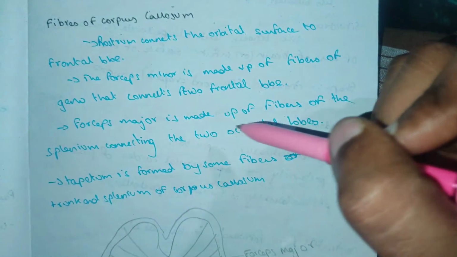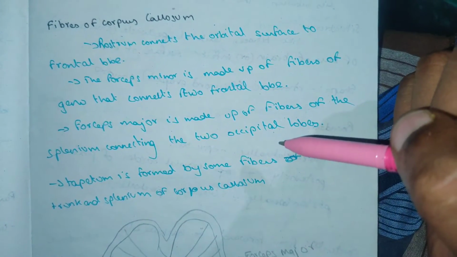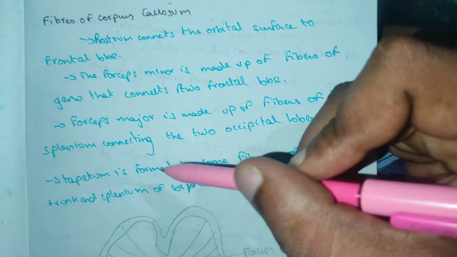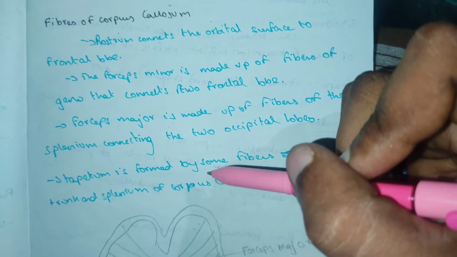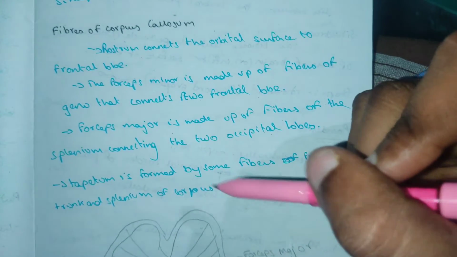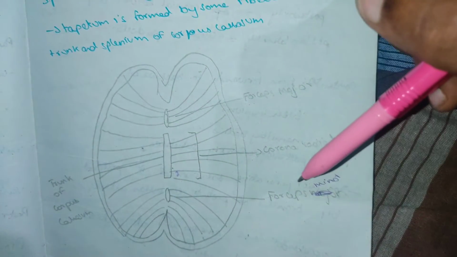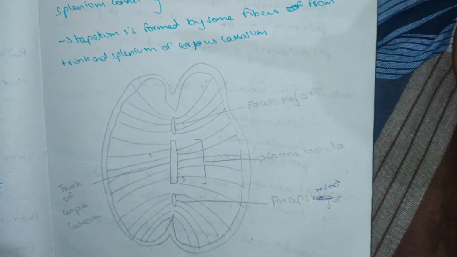The forceps major is made up of the fibers of the splenium, connecting the two occipital lobes. The tapetum is formed by some fibers from the trunk and splenium of the corpus callosum. These are the fibers: forceps major, forceps minor, corona radiata, and tapetum.